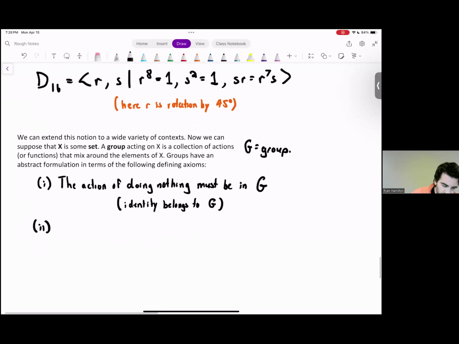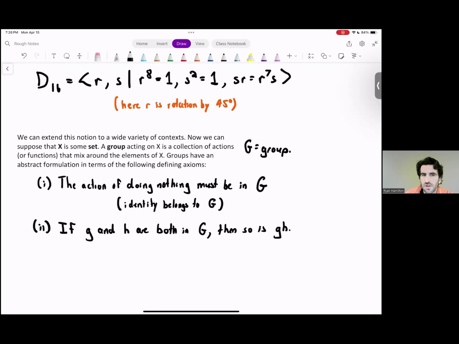So maybe I'll say, okay, something like if G and H are both in G, then so is G times H. So if I give you two actions and you perform one and then the other, then necessarily we are insisting that the group has to contain that combination as well.